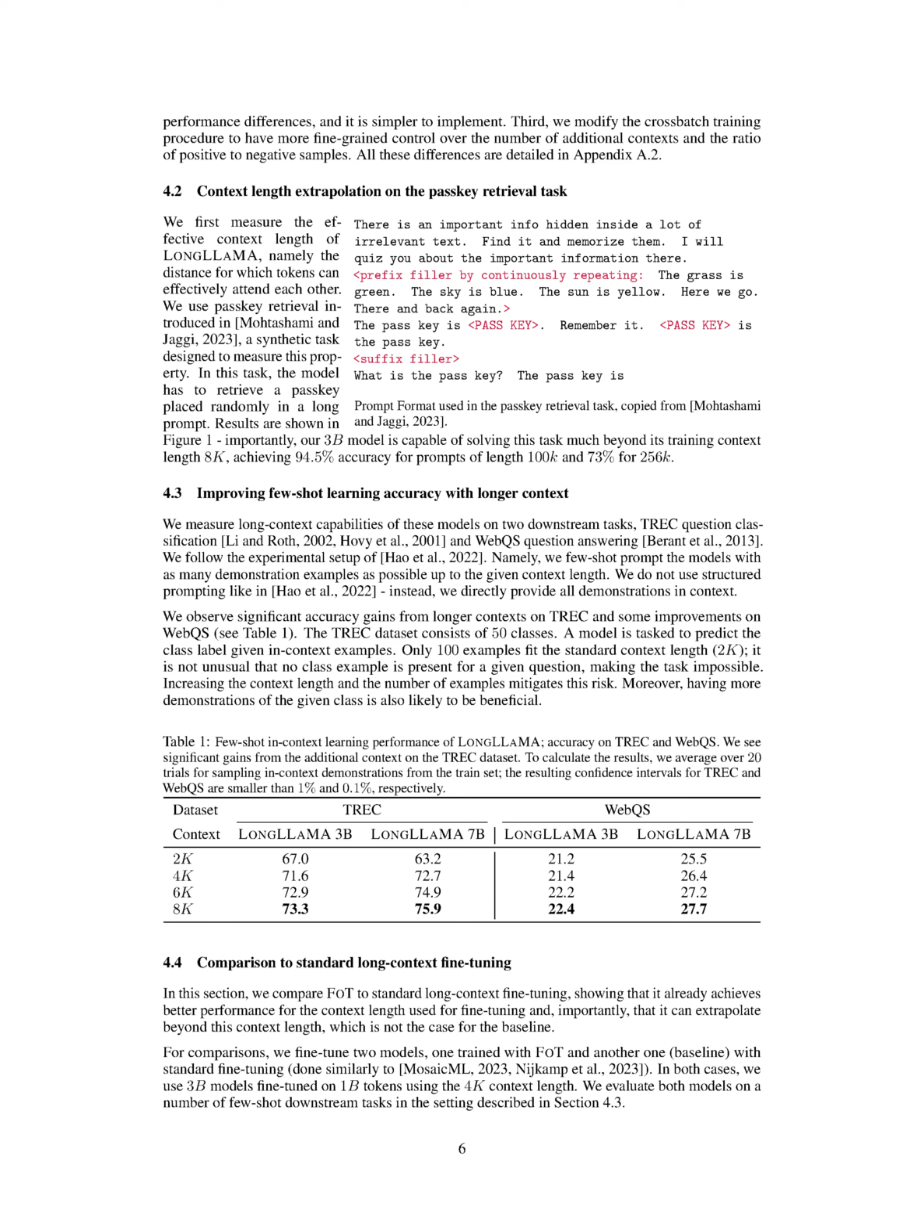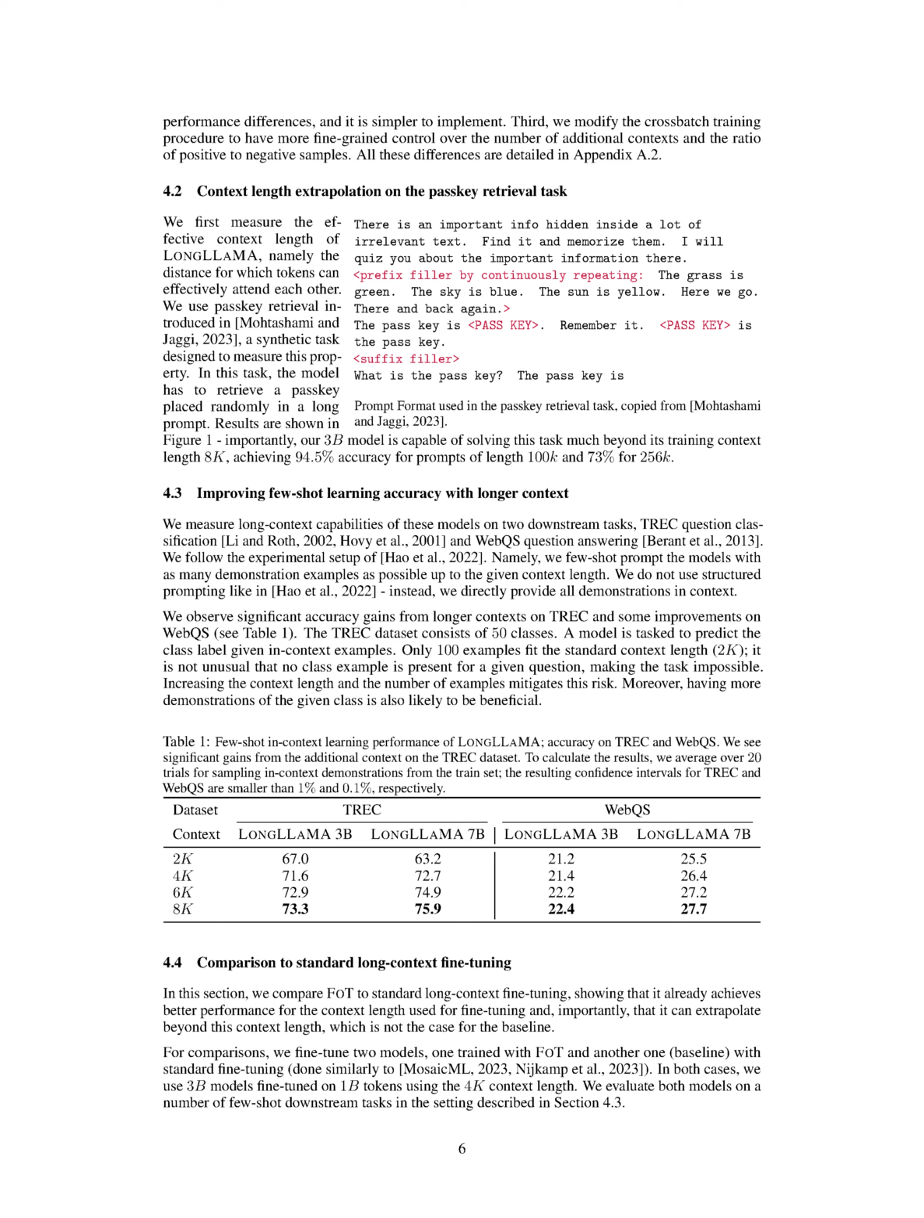The TREC dataset consists of 50 classes, and the model's task is to predict the class label based on in-context examples. Only 100 examples can fit within the standard context length of 2,000 tokens, so it's not uncommon for a given question to lack a class example, making the task impossible. However, increasing the context length and the number of examples reduces this risk. Additionally, having more demonstrations of the given class is likely to be beneficial.